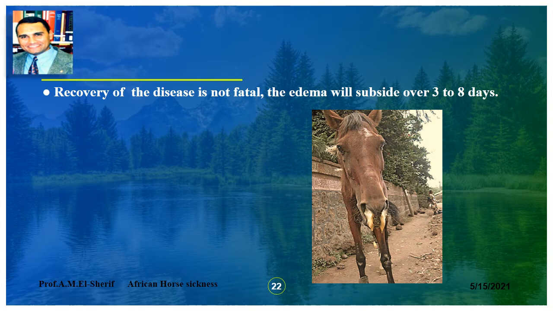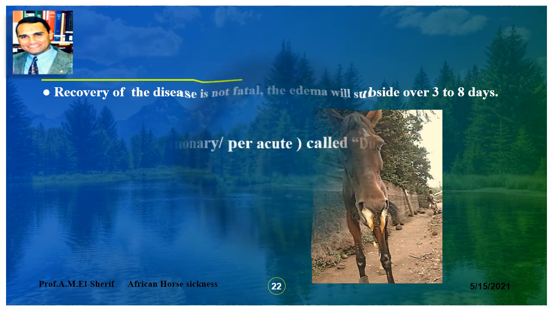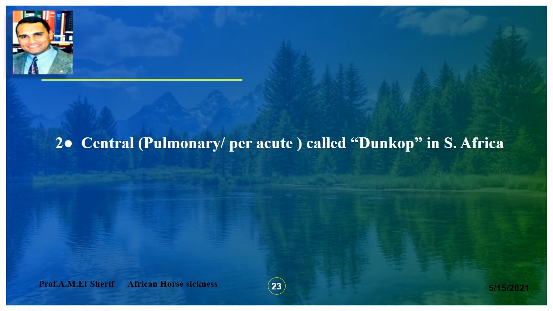Recovery from the disease, if it is not fatal: the edema will subside from all areas over 3 to 8 days. This picture shows an animal recovered from the disease. The second form is the central pulmonary or peri-acute form, which is called Dunkop in South Africa.